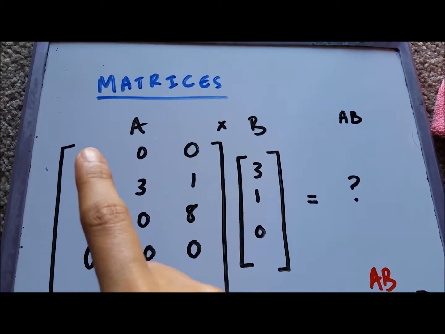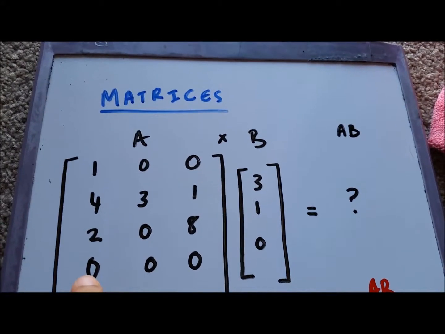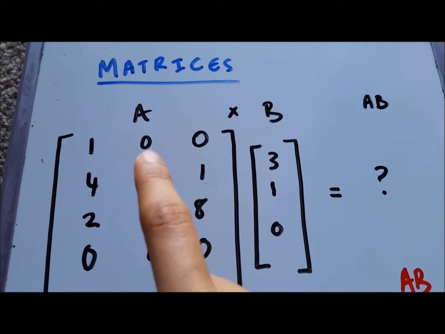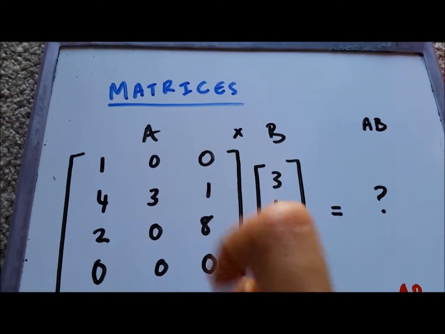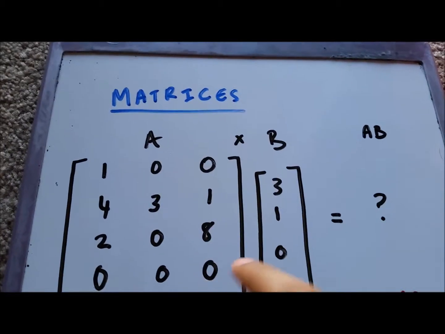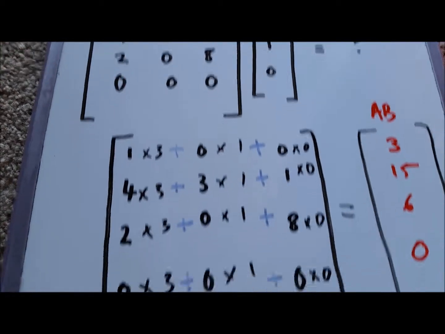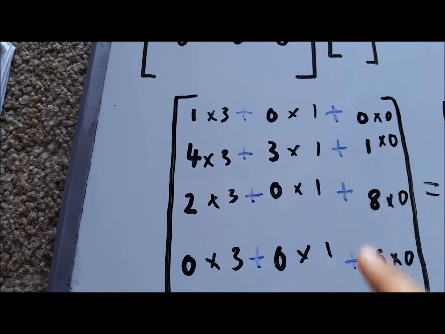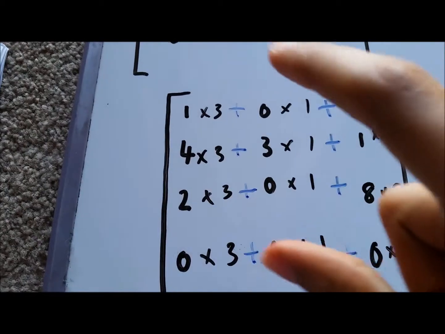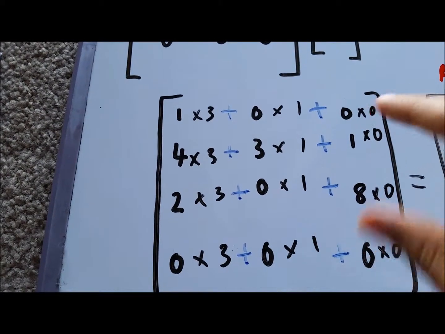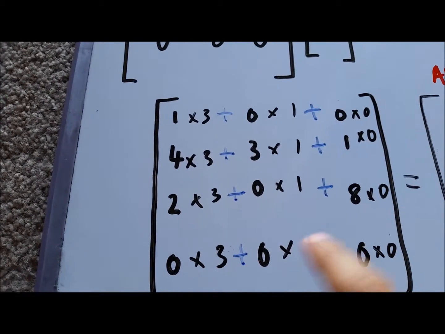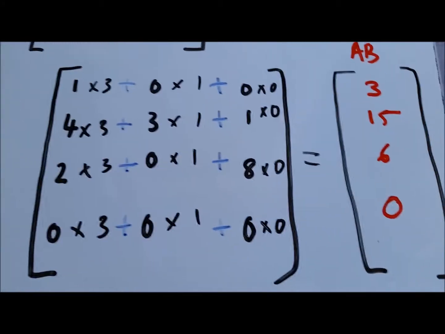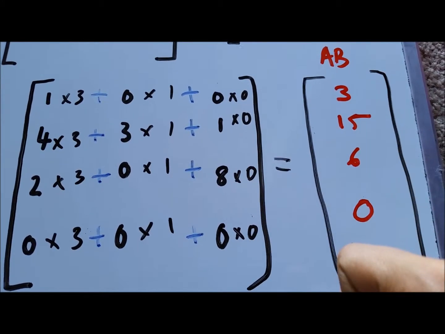For the first column that has 1, 4, 2 and 0, we're going to multiply that by 3. For the second column, we're going to multiply that by 1. And the third column, we're going to multiply all of these numbers by 0. As you can see here, I had the original numbers written down, and we multiplied this chunk by 3, this chunk by 1, and this chunk by 0. And you have to add across. This is going to leave us with a 4 by 1 matrix: 4 down and 1 across.